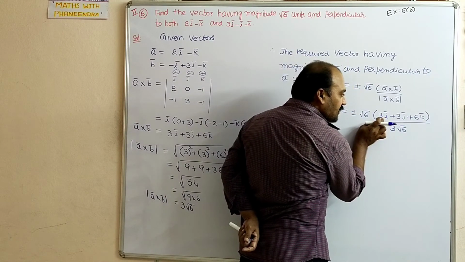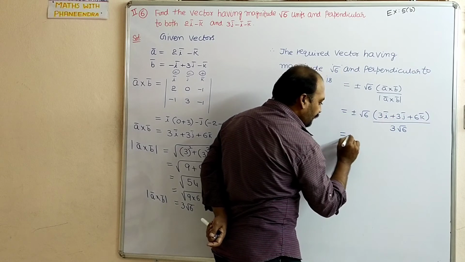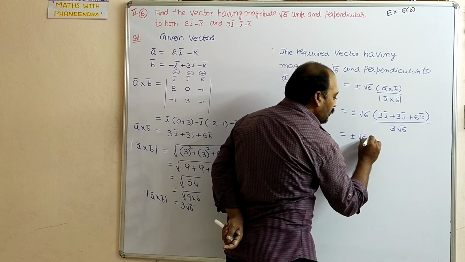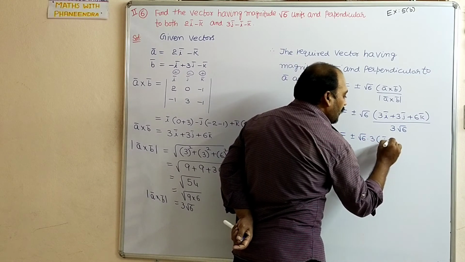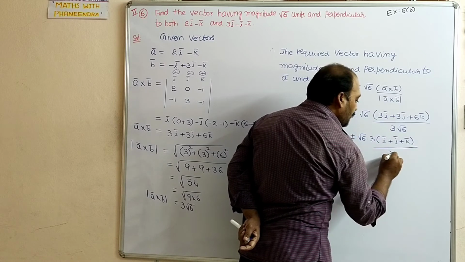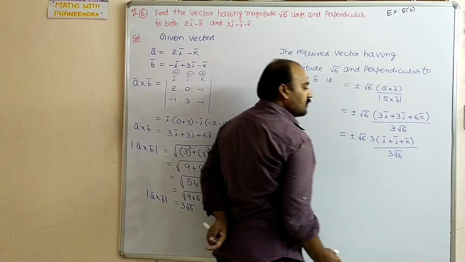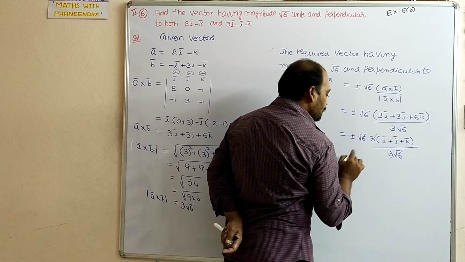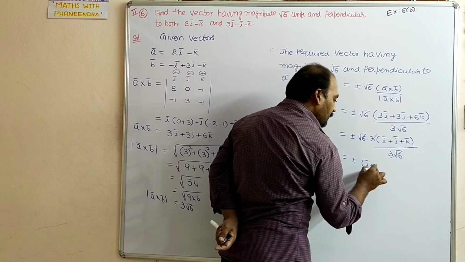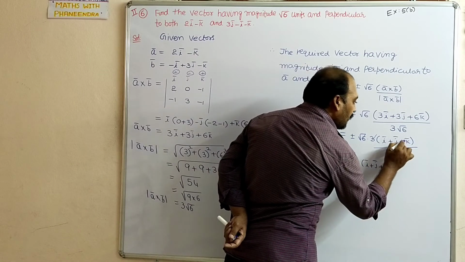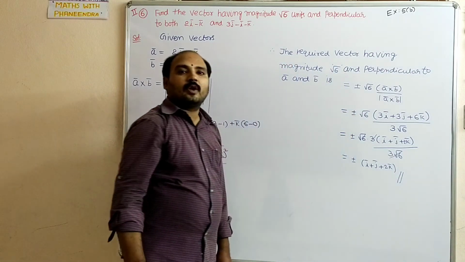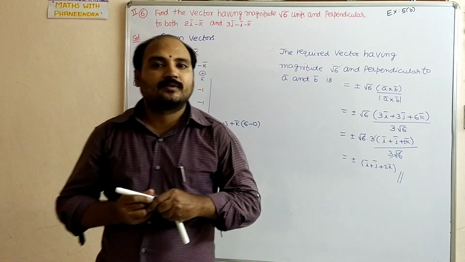From this vector, 3 also I am taking common, plus or minus root 6 into 3 we are taking common, i plus j plus k divided by 3 root 6. You can cancel the terms, which is equal to plus or minus i plus j plus k. Sorry, 2 came over here. We will move to the next question.